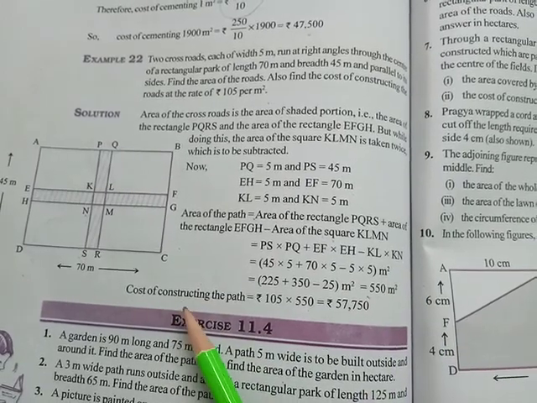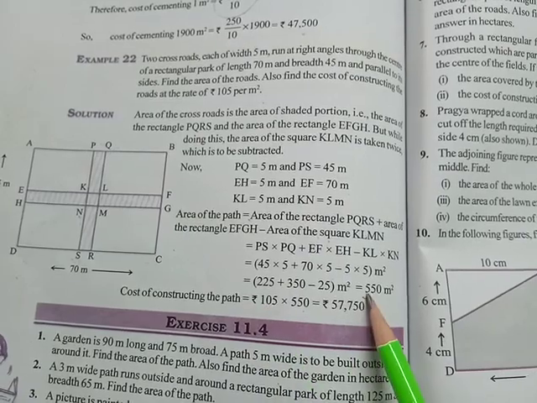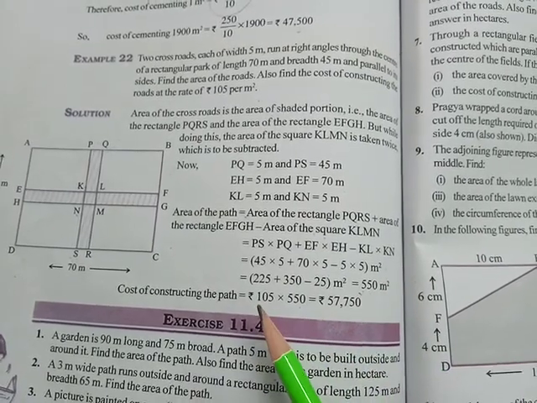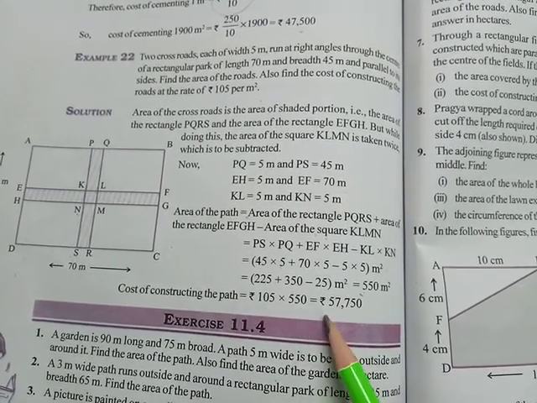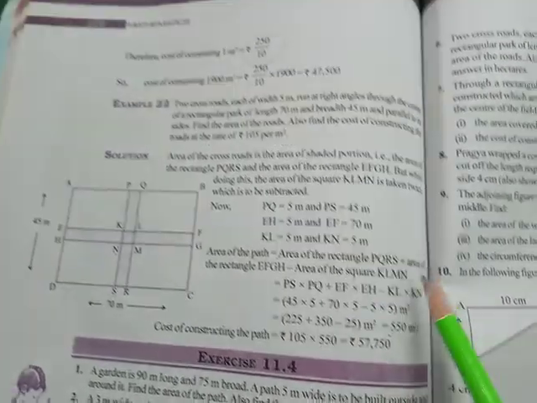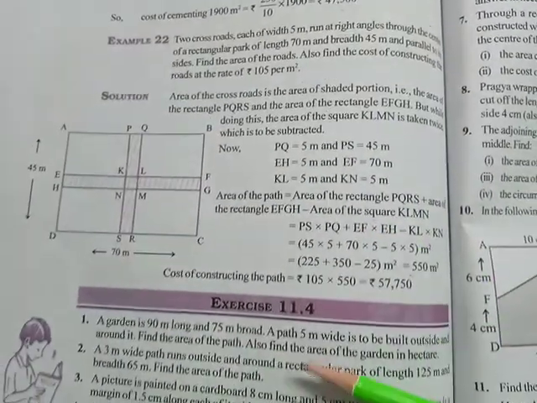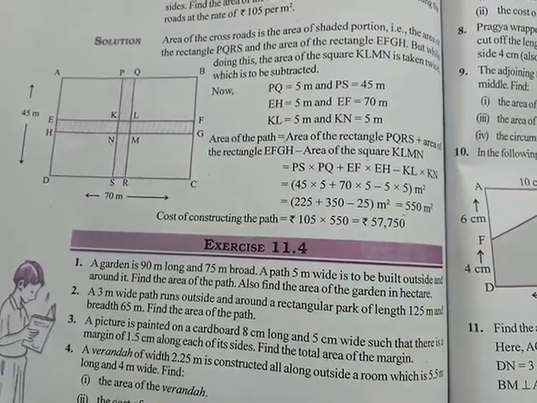And cost of constructing the path is per 1 meter square it is 105. So 550 meters square is what? So 105 into 550 will give you rupees 57,750. So this is all about your solved examples. On the basis of this, we will now solve exercise 11.4. Thank you.